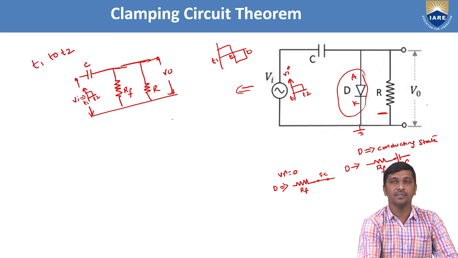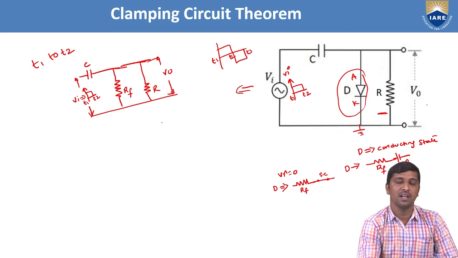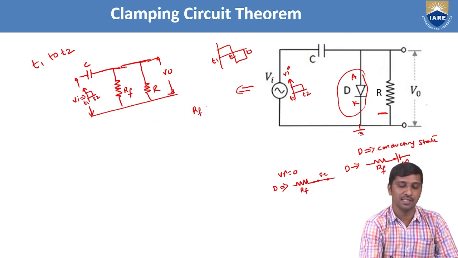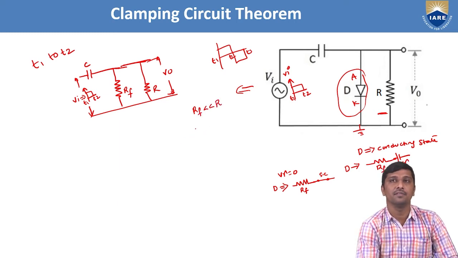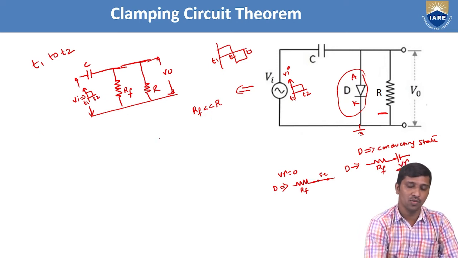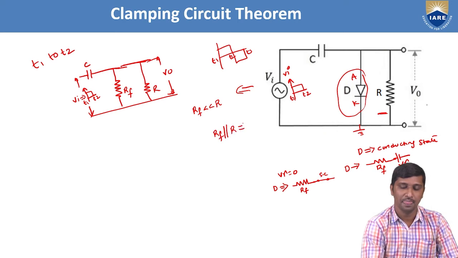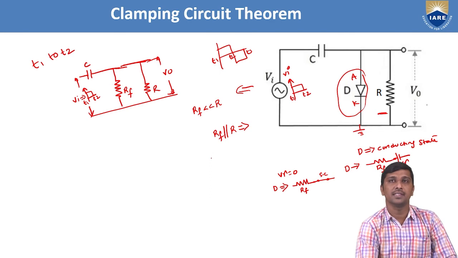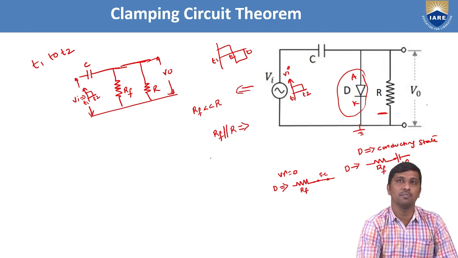We know that when the diode is forward biased, it offers a very small forward resistance. Based on that, I am assuming RF is much less than R, because if the diode is conducting, it offers very small resistance. Now from the above circuit, RF is in parallel with R. The parallel resistance is always approximately equal to the minimum resistance, and RF is the minimum resistance compared with R. Hence the parallel combination of RF and R is approximately equal to RF.